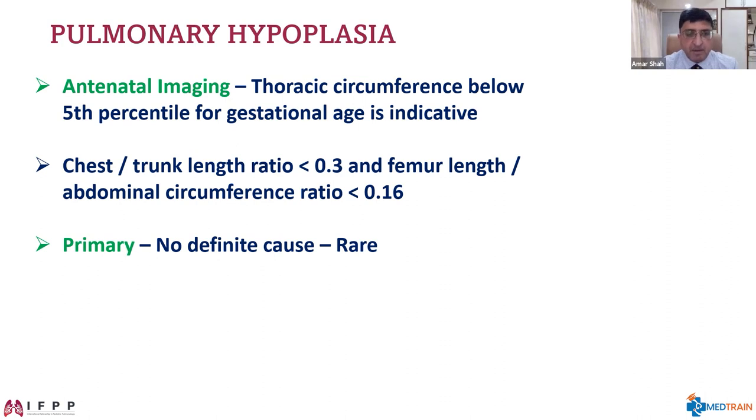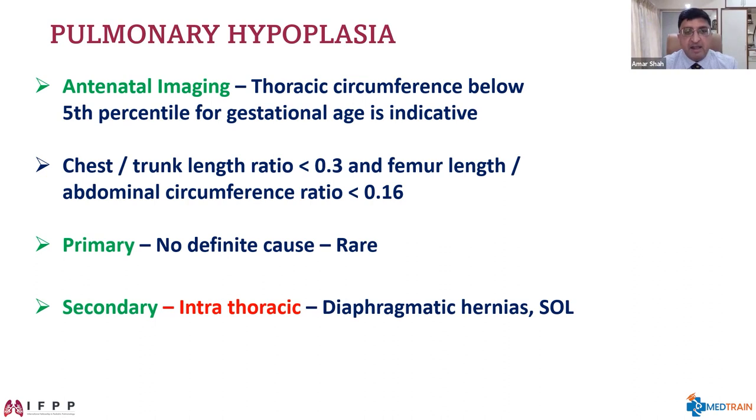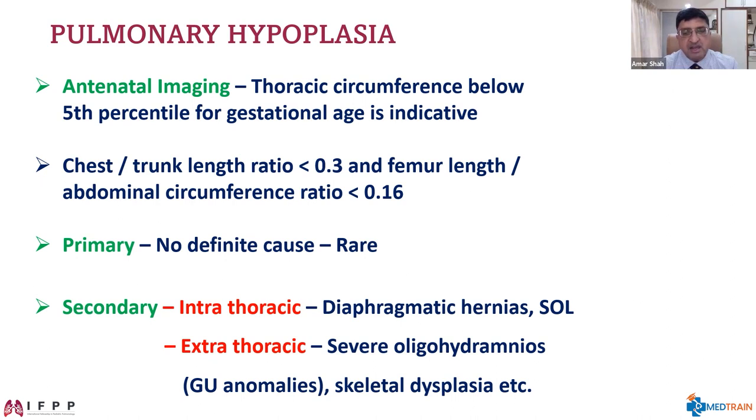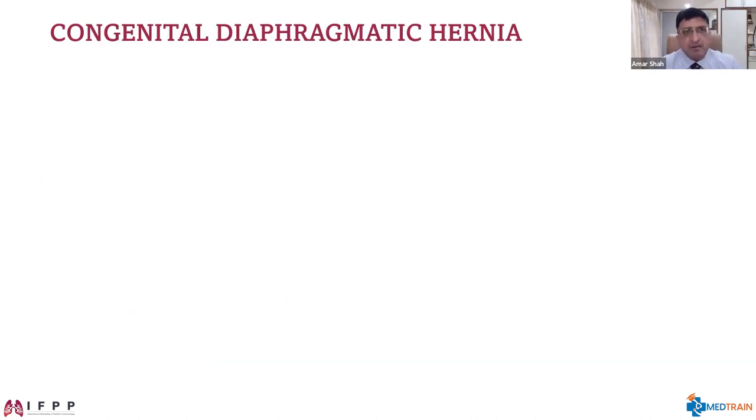It can be either primary or secondary. Primary when there is no definite cause for it, or secondary when there are intrathoracic lesions like diaphragmatic hernias or space occupying lesions inside the chest, or extrathoracic problems like severe oligohydramnios, which may be seen in genitourinary anomalies or skeletal dysplasias. Just a quick 2 slides for congenital diaphragmatic hernia, because this is an important pathology which cannot go without discussing when we are discussing pulmonary hypoplasia. So I've just kept 2 slides of congenital diaphragmatic hernia here.